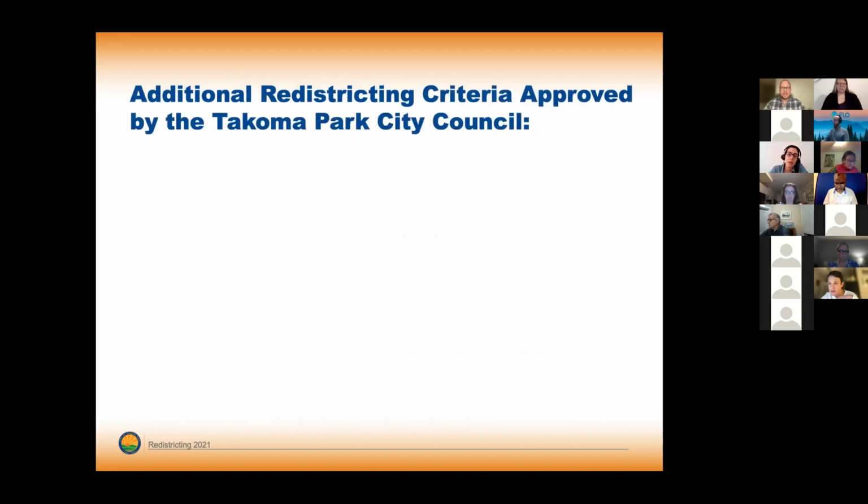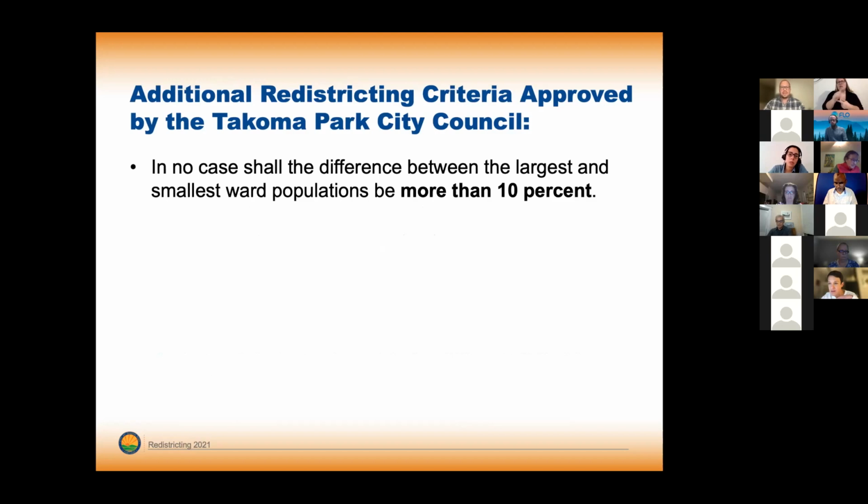I want to share just a few additional pieces of information from the City Council resolution that are in addition to those 7 criteria. The first council made clear that the difference between the largest and the smallest ward populations should not be more than 10%. And that's really focusing on this notion of having balanced populations among all 6 wards.